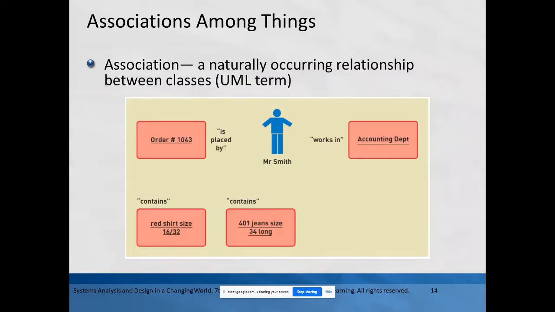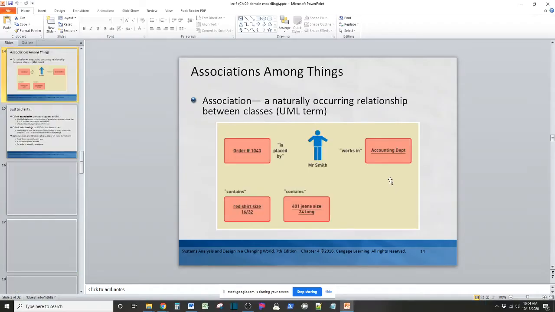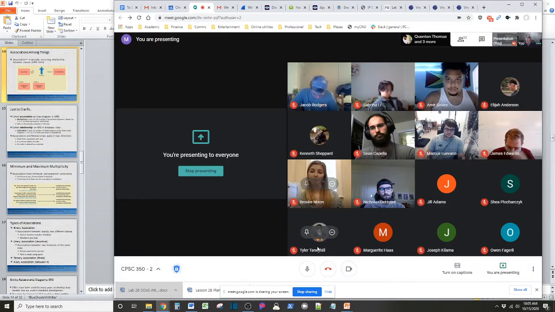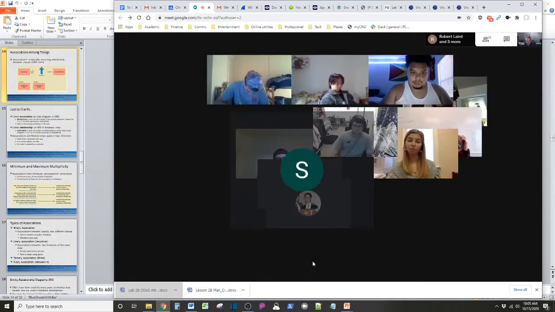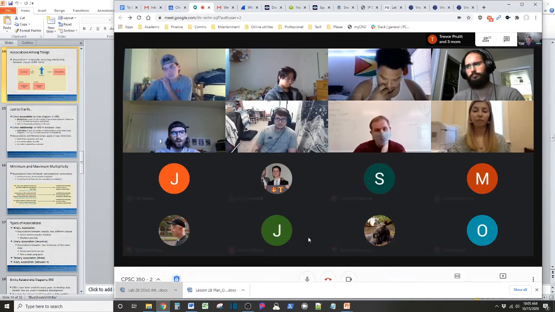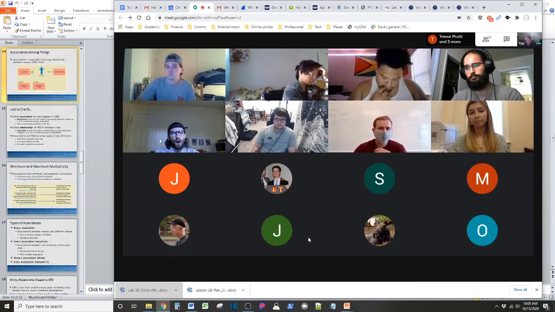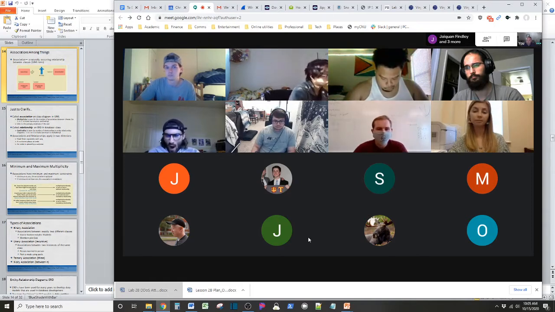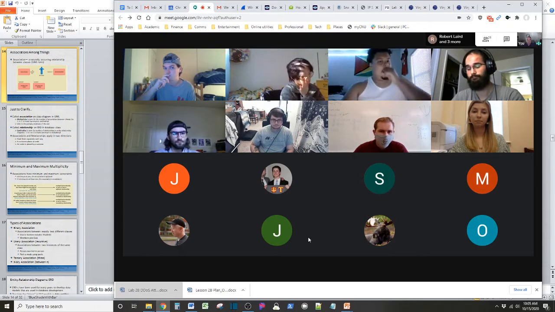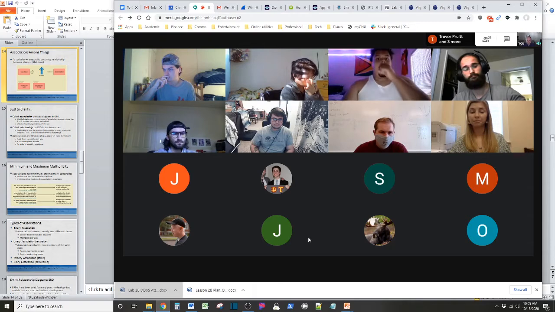Okay, so, hold on, let me jump back here for a second. And let me ask, so far, are there questions before we jump into associations? Do you guys understand what a class is? What an entity is? What an attribute is? Do you understand the problem that I have with the text so far?